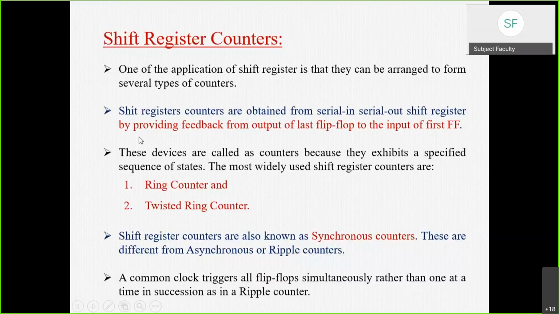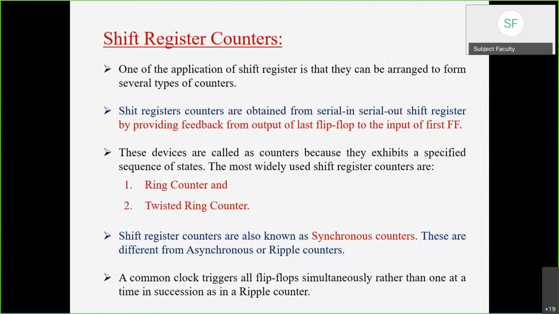But one change you have to make, that you have to provide a feedback. Now this is very, very important. And this is the difference between SISO shift register and ring counter. So what change are we making here? Only one simple change, that you have to provide a feedback from the output of the last flip-flop to the input of the first flip-flop.